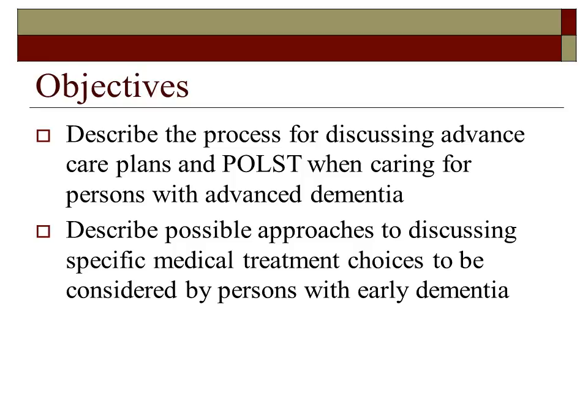So the main objectives are to talk about the process for discussing advanced care plans and the POLST when caring for people with advanced dementia, but also to talk about possible approaches for discussing these kinds of choices in people with early dementia. The point I really want to emphasize in that second objective is that we do have a window of time in which to engage the patient in these discussions, and if we really want to practice person-centered care, that window doesn't last forever with dementia, so we really need to take advantage of it. So I want to focus attention on that as we move on.